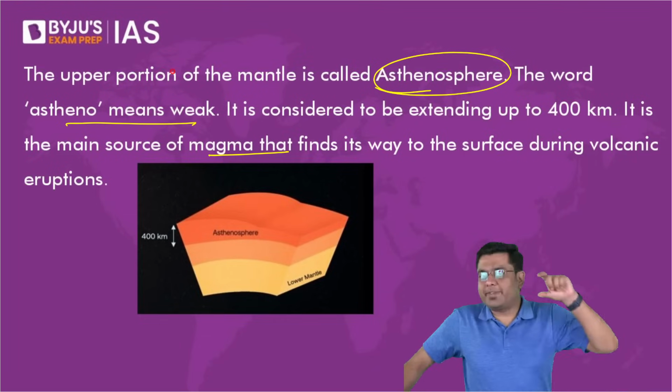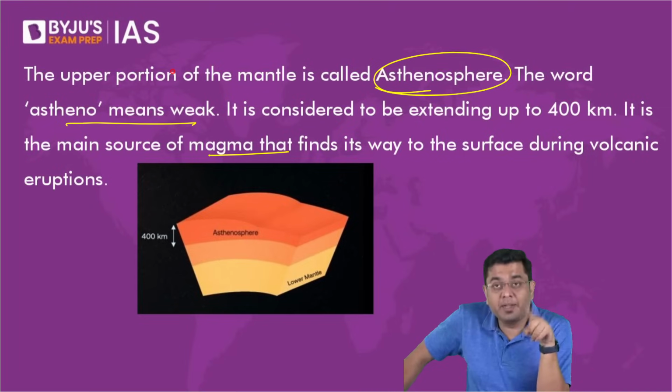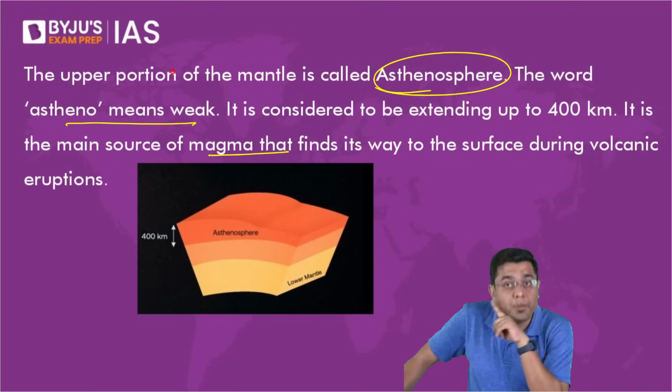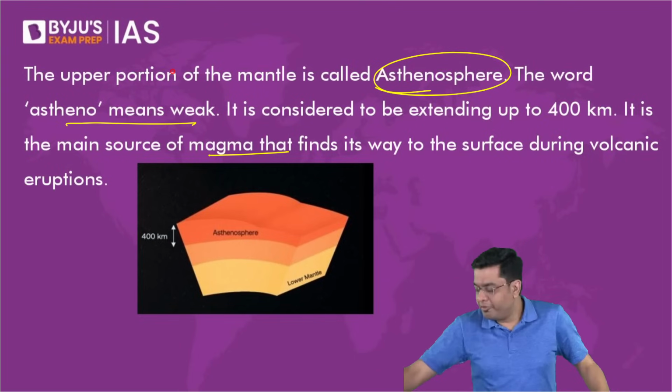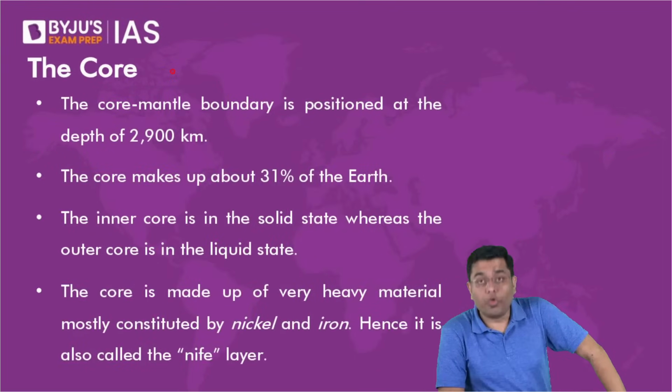Now, why is the asthenosphere in that particular state, semi-molten, semi-solid? Because of presence of thermonuclear reaction. And why does the thermonuclear reaction take place? Because of the abundance of materials like uranium and potassium. Okay. Further down as we move, there we come across the core.